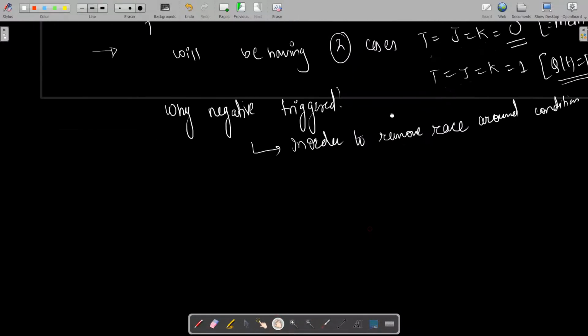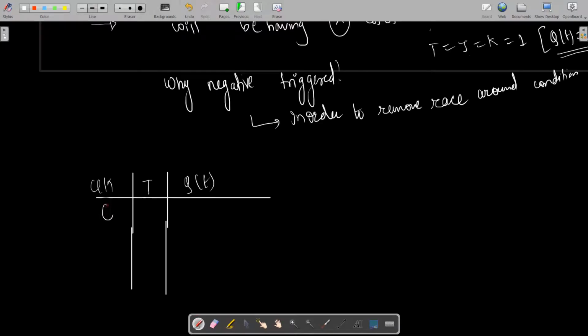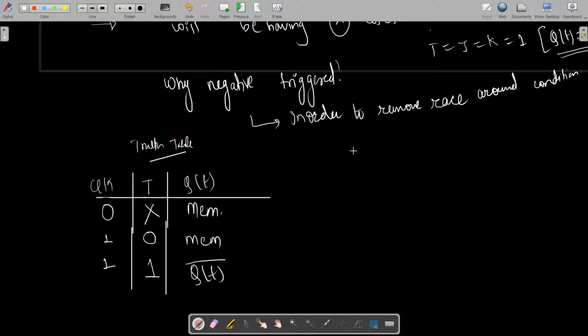So what I can do is, as you already know, when clock is 0, irrespective of whatever J and K, in this case T, my output will follow memory. If clock is high, we will have the cases T 0 and 1. If it is 0, it will hold memory. If it is 1, it will toggle the previous state, so the output will be Q of t bar. So this will be the truth table.